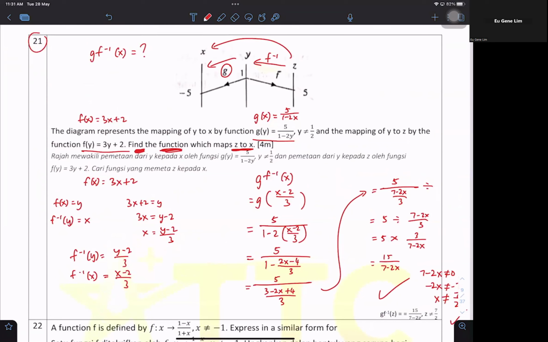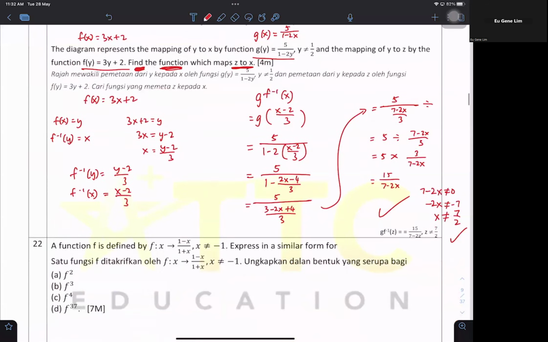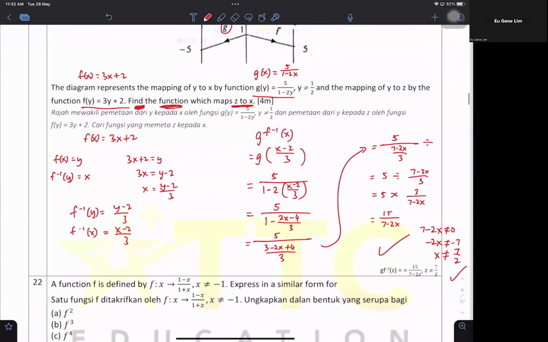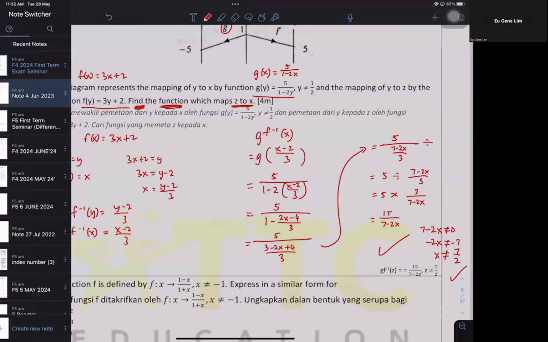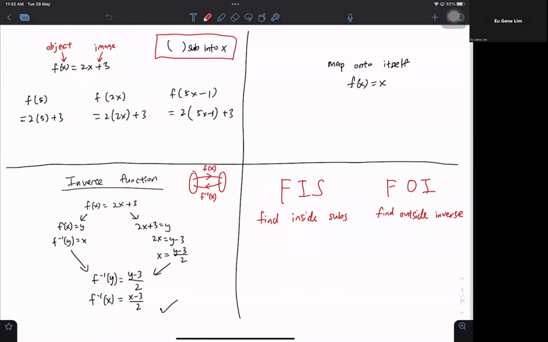Okay, now enough of this function already. Now, let's go to quadratic, chapter 2. So these are the basics of function that I showed you just now. All the function questions are like this. So now let's go to chapter 2, quadratic. Before we start chapter 2, I also give you the basics first. Right, ready?